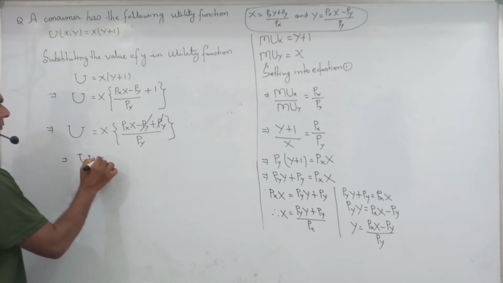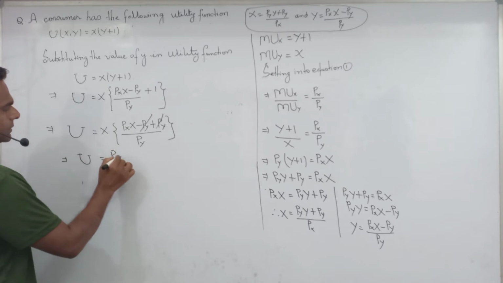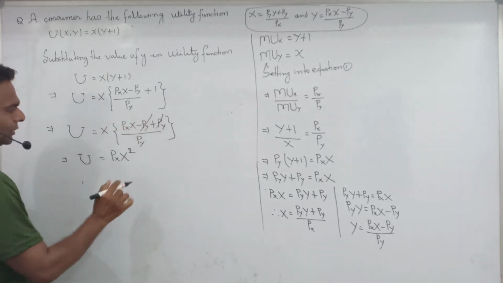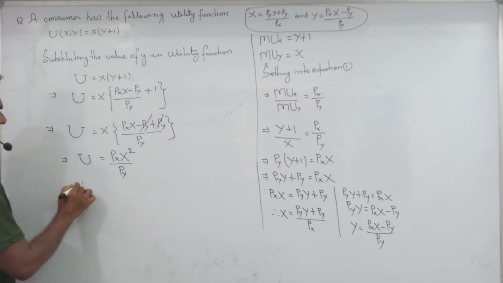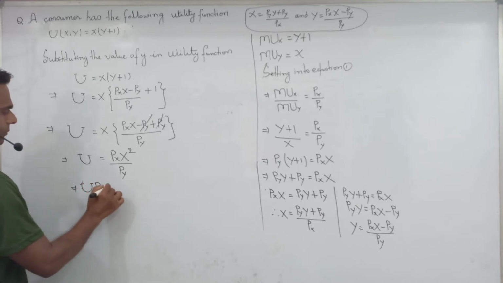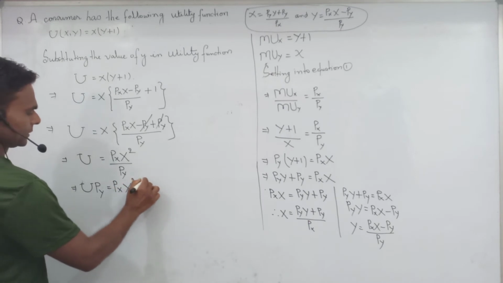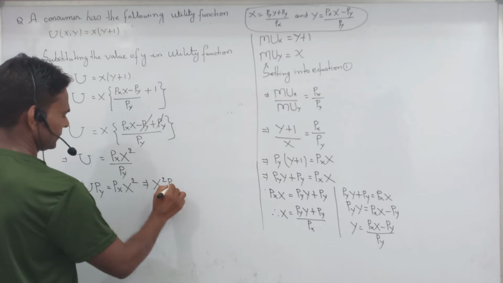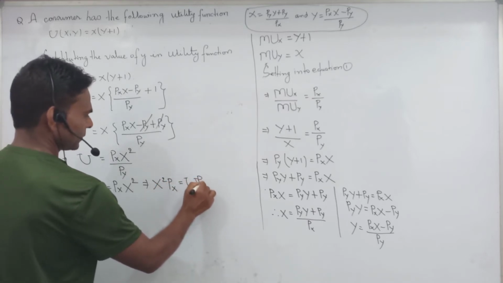U equal to, multiplying by this bracket, price of X times X square, ये X से गुना हुआ, ये दोनों कटकर 0 हो गया, by price of Y, doing cross multiplication, U times price of Y equal to price of X square. X square price of X equal to U by price of Y.